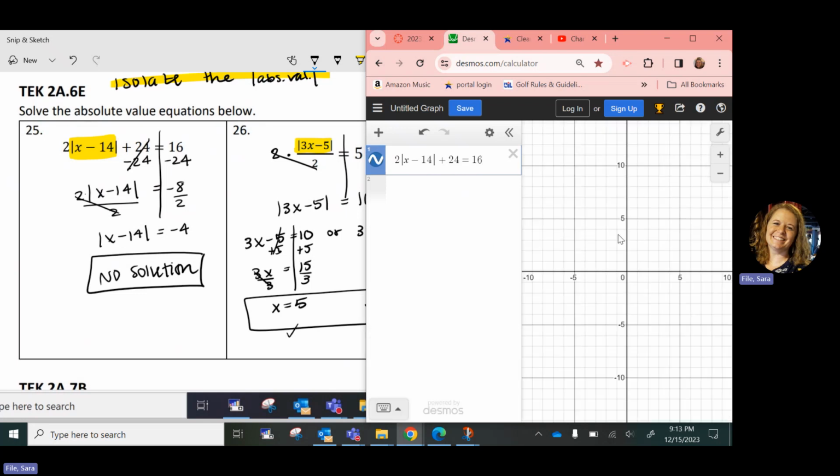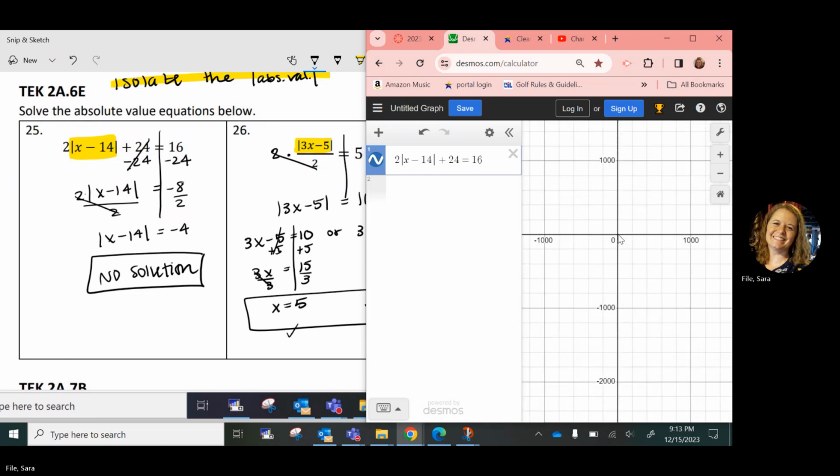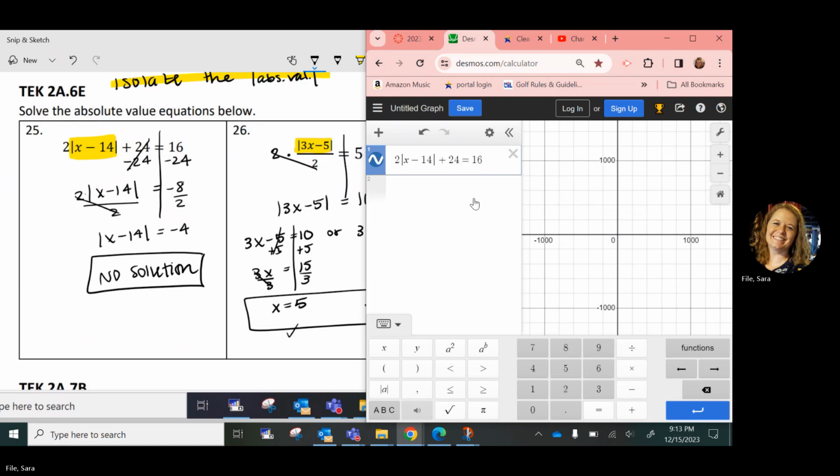Okay, I don't see it, so I'm going to try zooming out. Well, how come I don't see it?